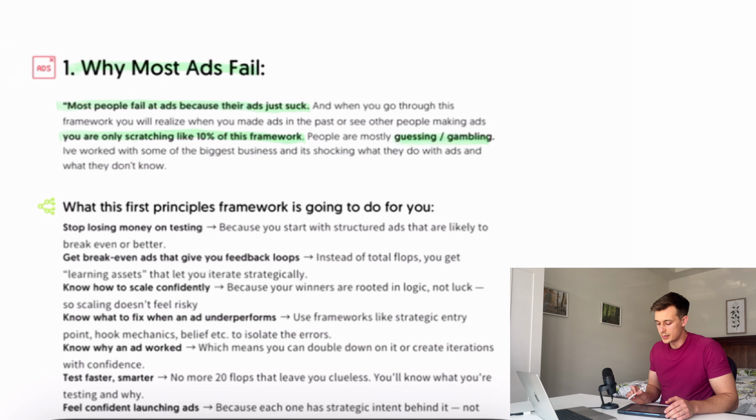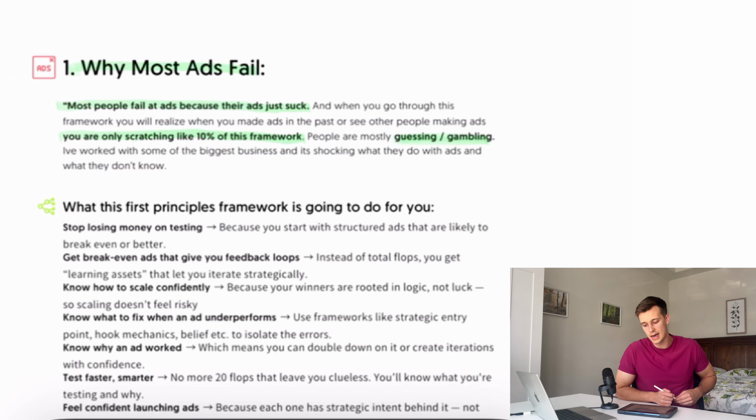This causes people to be guessing and gambling when it comes to ads. Why would you want to do that when ads give you the potential to scale your business to 100K per month, 200K per month, etc. if you can predictably get a certain ROAS on the amount of money that you put into that system? Why would you guess and gamble on it?